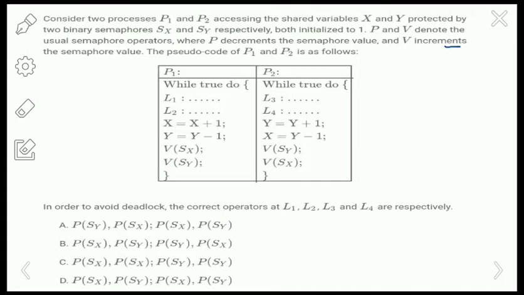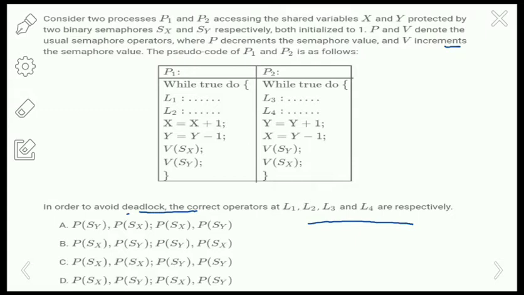In order to avoid the deadlock, the correct operations for L1, L2, L3, L4 are given respectively in the options. So in the given code for the two processes P1 and P2, we have to find the option which will allow the program to execute successfully. So if the particular operation is applied to the code, then the code must execute successfully.